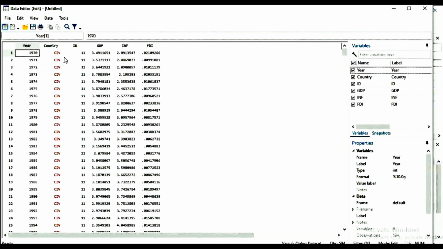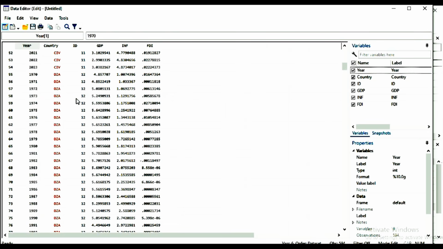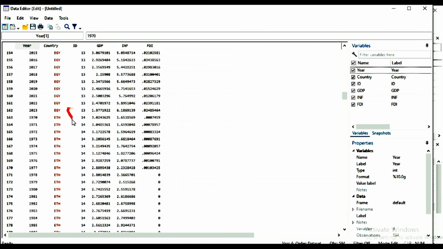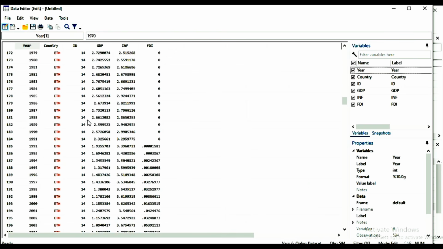For example, the first country in our sample, that is Cote d'Ivoire, is assigned the code of 11, and likewise the second country, that is Algeria, is assigned 12. That's just any arbitrary code. And likewise, the third country in our sample, Egypt, is assigned 13. That is just a country code. And the fourth country in our sample, as you can see here, is Ethiopia, and Ethiopia is assigned an arbitrary code, that is 14, and the like.